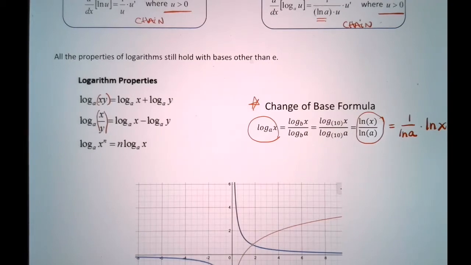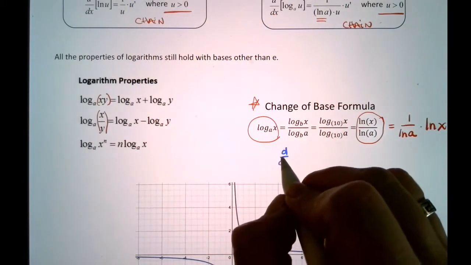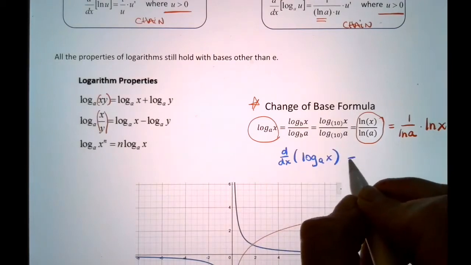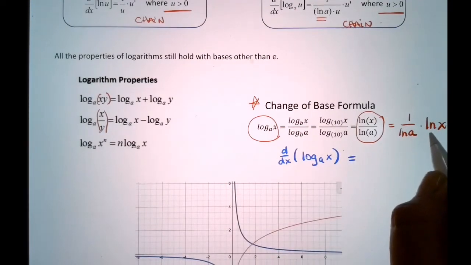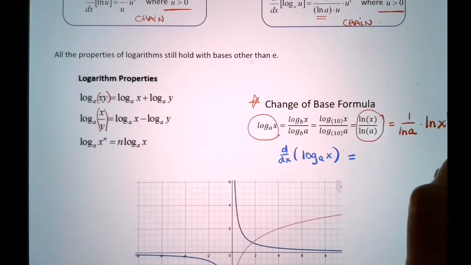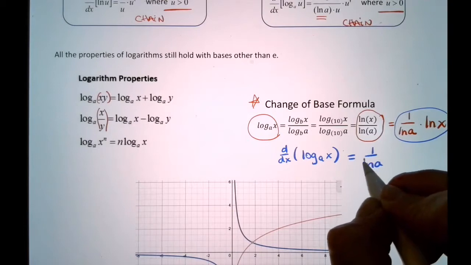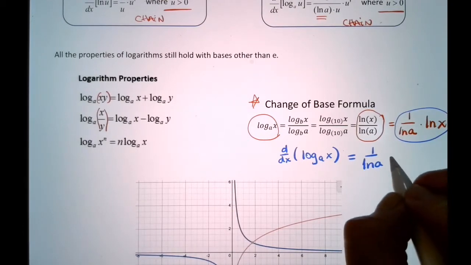So if I'm going to get in here and say, oh, I want to do the derivative with respect to x of log base a of x, no problem. I'm going to look over here because that's what log base a of x equals. And I'll take the derivative of this. So I can say, well, 1 over natural log of a, that's just a number. It's just a coefficient that just kind of comes along for the ride. And then the derivative of a natural log is 1 over x.